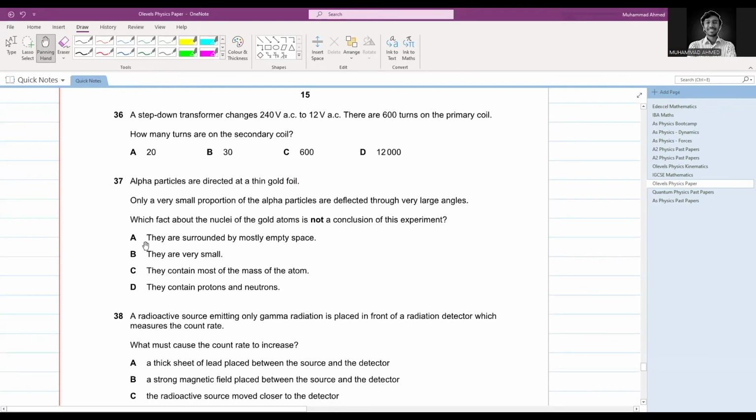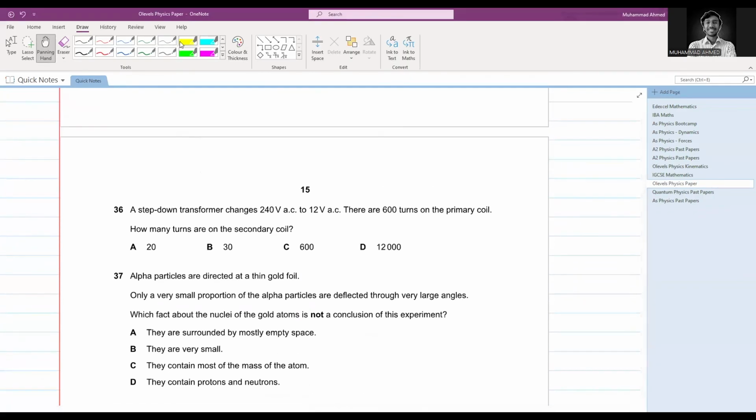A step down transformer changes voltage of 240 to 12. There are 600 turns on the primary coil. How many turns are there on the secondary coil? So this is your primary voltage, this is your secondary voltage. These are your number of turns on the primary coil. This is VP, this is VS, this is NP. You have to calculate NS. Which formula will we apply? VP over VS is equal to NP over NS.